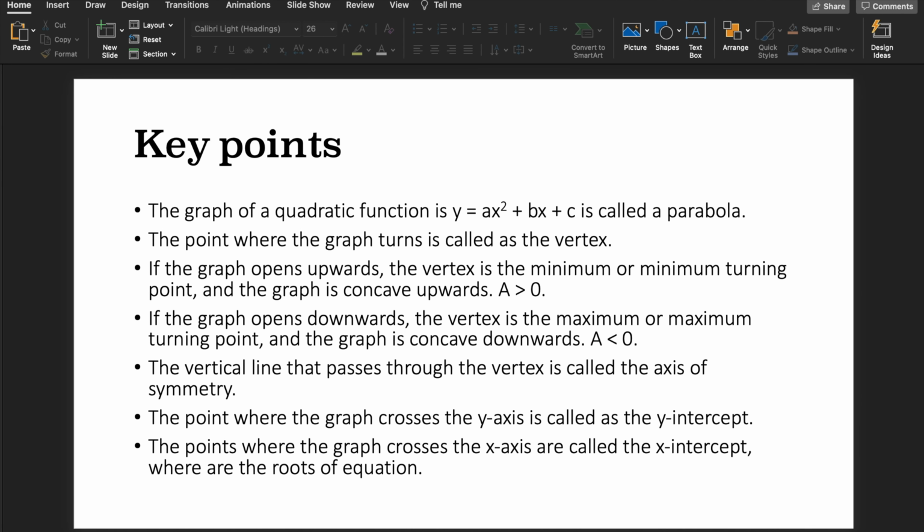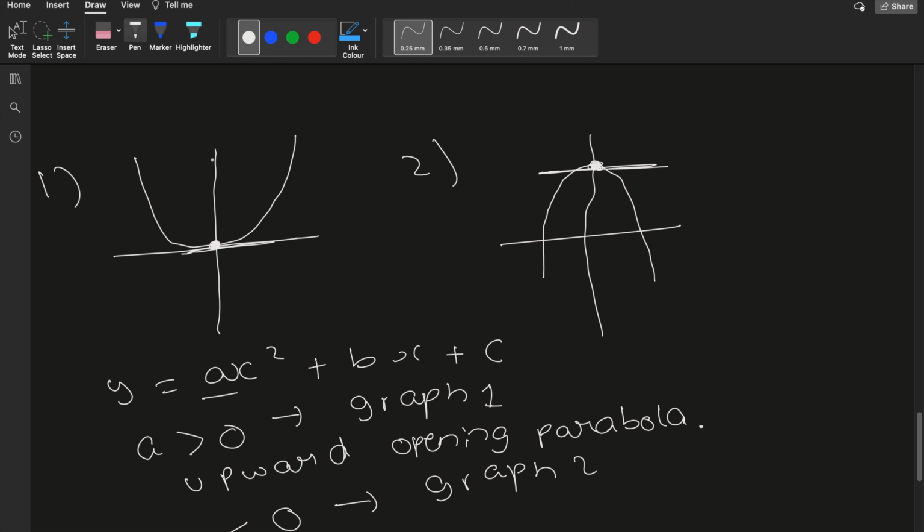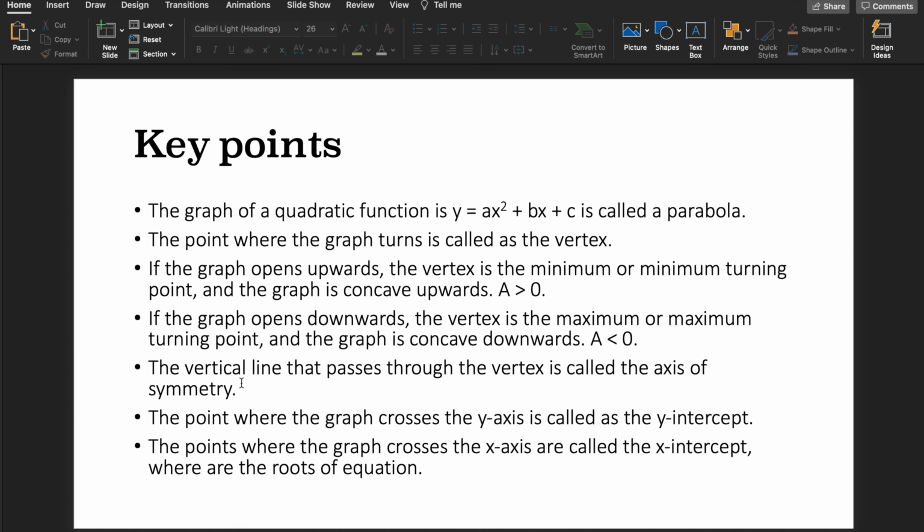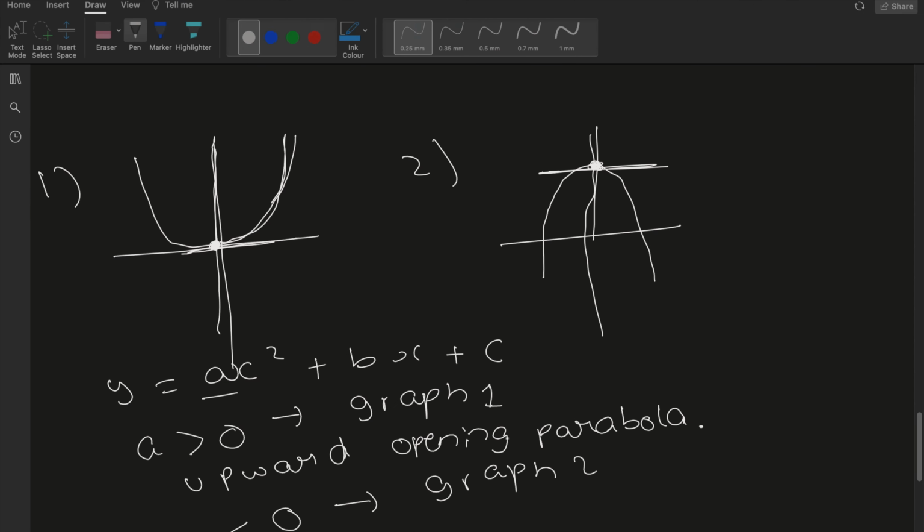The next point states that the vertical line that passes through the vertex is called the axis of symmetry. As this is very clear, if you draw a line through the vertex, the two sides are supposed to be symmetrical. The next point states that the point where the graph crosses the y-axis is called the y-intercept. It's the point where x equals 0. For instance, if this is the graph, then this would be the y-intercept.